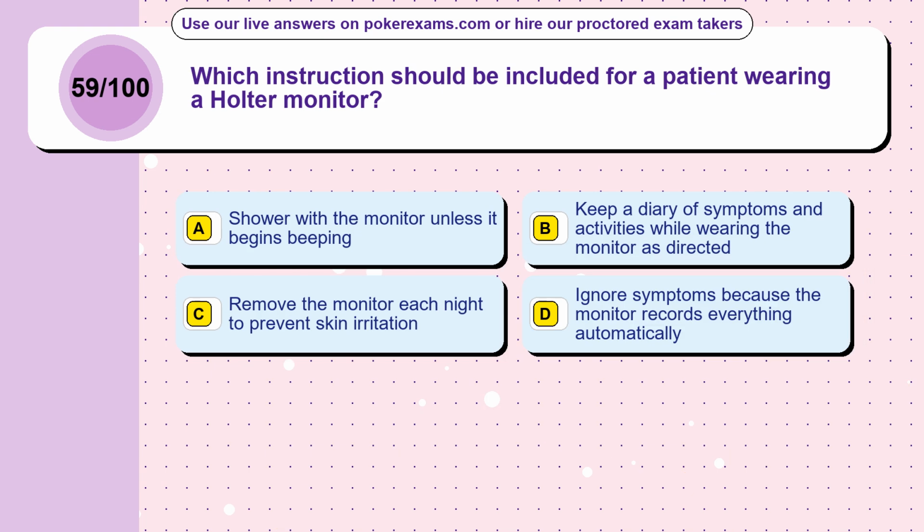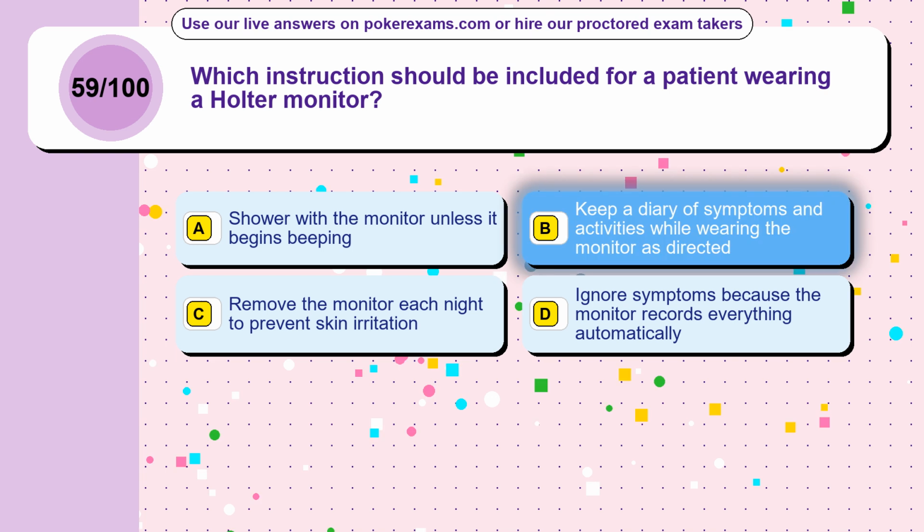Question 59. Which instruction should be included for a patient wearing a Holter monitor? Option A. Shower with the monitor unless it begins beeping. Option B. Keep a diary of symptoms and activities while wearing the monitor as directed. Option C. Remove the monitor each night to prevent skin irritation. Option D. Ignore symptoms because the monitor records everything automatically.